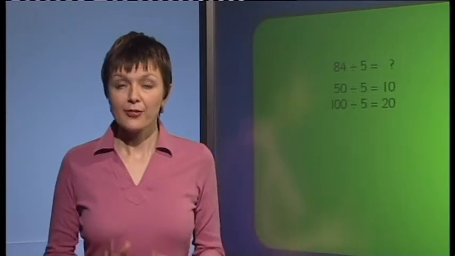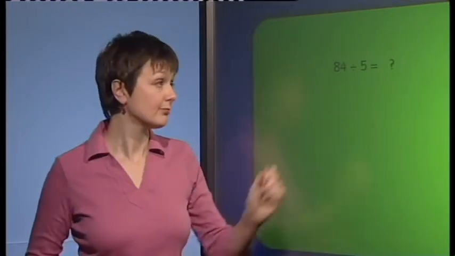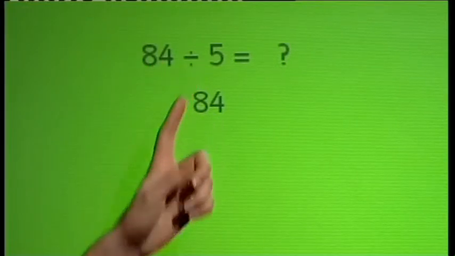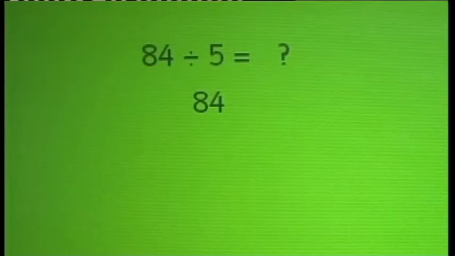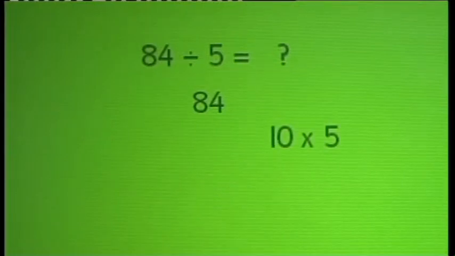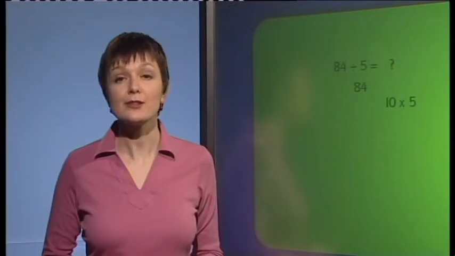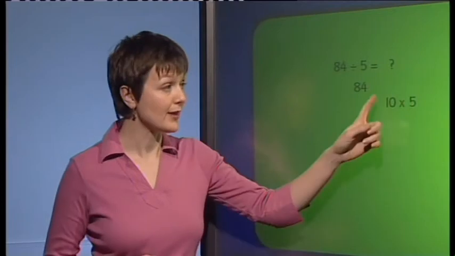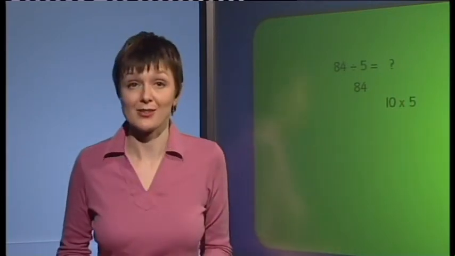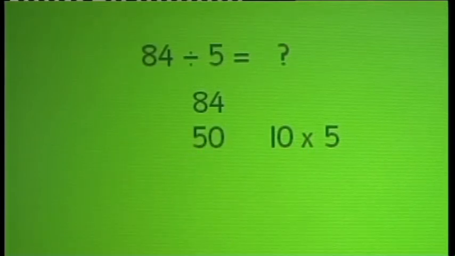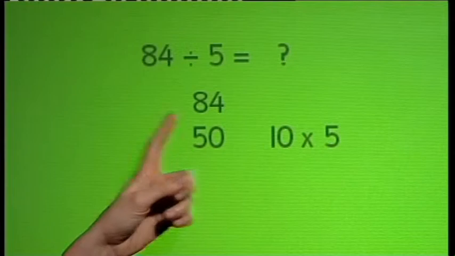Let's see. First, you write down the number you're dividing, 84. Now you're going to take lots of 5 away from 84 until you can't go any further. Now we already know a handy multiple of 5 from our estimating, 10 lots of 5. What's really nice about this method is it doesn't matter which multiple you use. Because we're keeping track by writing everything down, everything works out in the end. So 10 5s are 50. We've used up 50 of the 84 we're dividing.